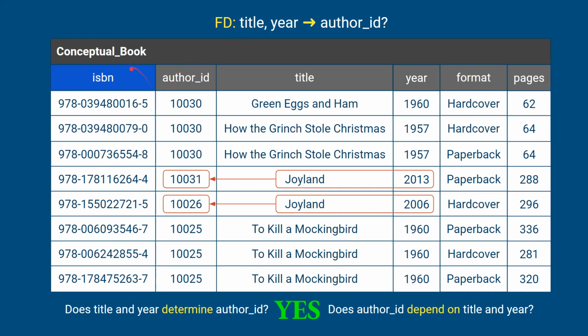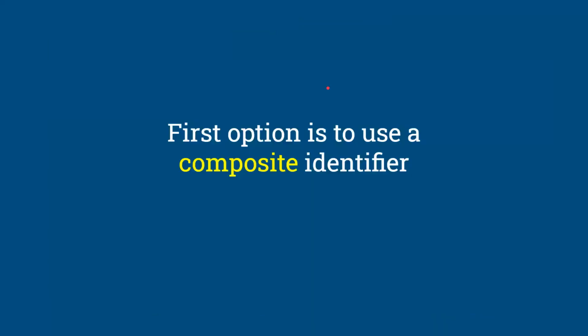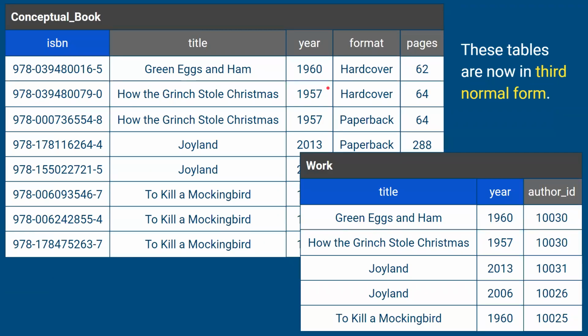So now, it used to be that we said author ID and year depend on title, but now we're saying author ID depends on year and title. Let's go ahead and look at this using a composite identifier. We're bringing the author ID, making it the attribute of the table, and we're bringing out the determinant, taken together, title and year. That's going to be the primary key. So now we're referencing not just one column, but two columns to be able to make the join.